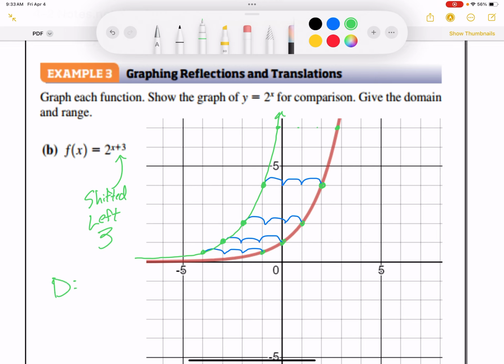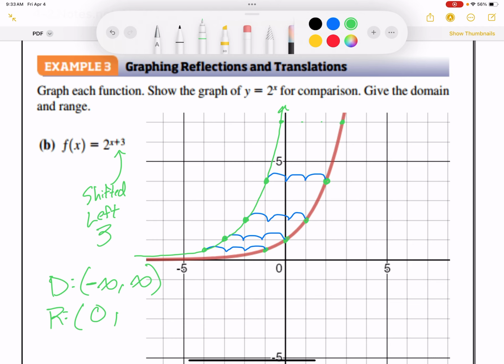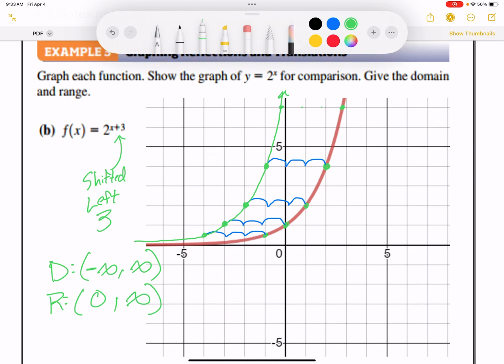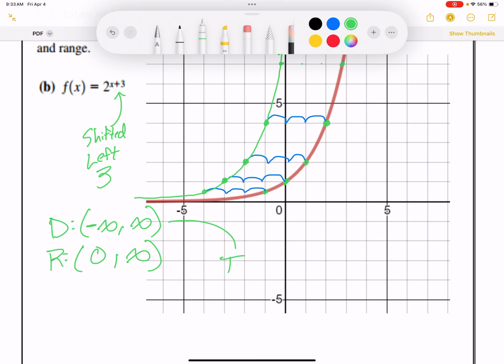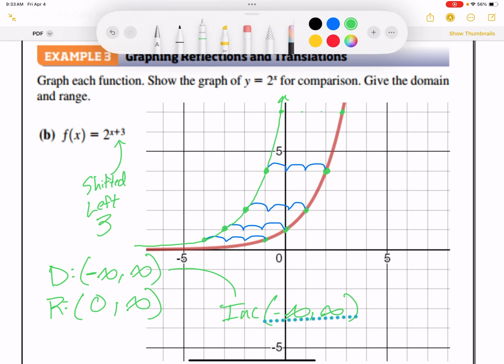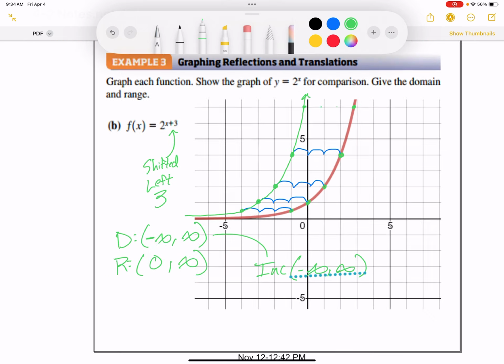What does that change for the domain? Nothing. It's still going left forever, from negative infinity, and still going right forever to positive infinity. What about the range? Well, it still can't be 0. 0 is the smallest it can't be. It can be infinitely close to 0, and then it's going up forever. And this is increasing, so increasing on negative infinity to infinity. Hopefully all your work on transformations is working out now, and you're like, oh, I see it. It makes sense.